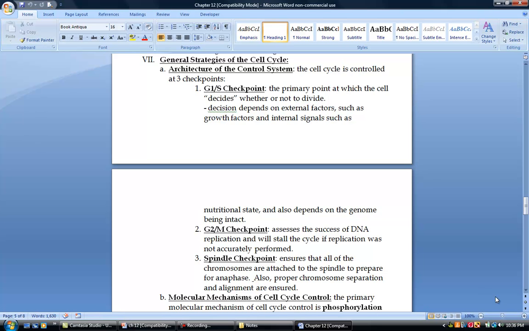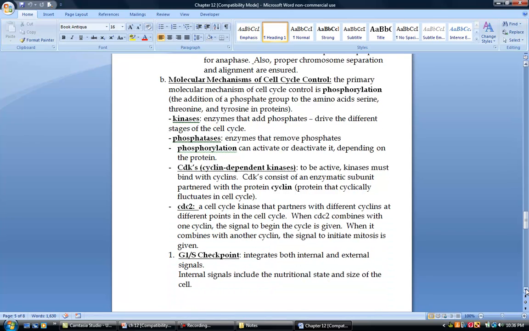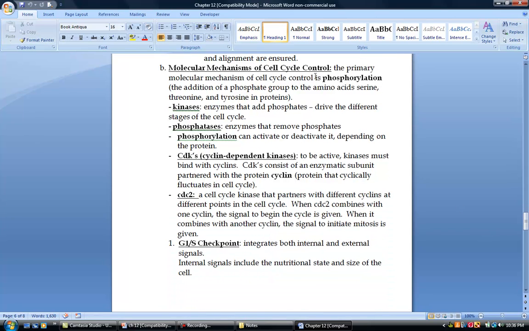There's going to be a molecular mechanism to this. There's not some little guy with a little check sheet, checking all this stuff off. Phosphorylation is what allows this to happen, and that's the addition of a phosphate group, and that's kind of what triggers the cycle to go further. It's kind of like the on switch.